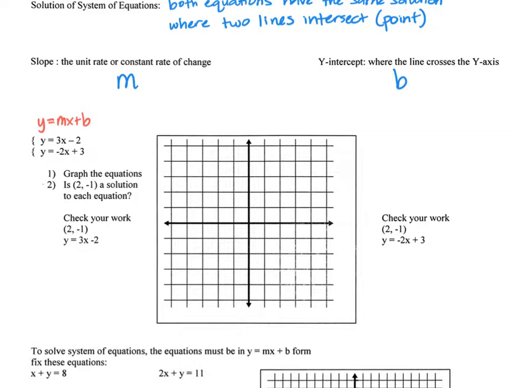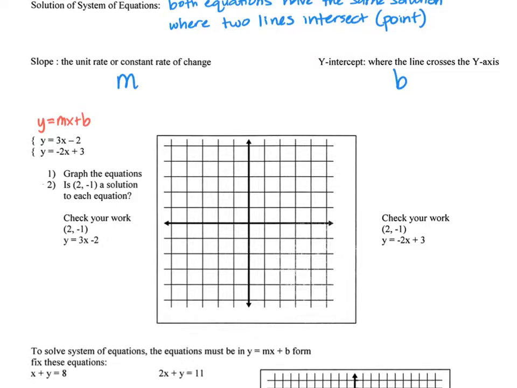Okay, so we have two equations here. We have y equals 3x minus 2 and y equals negative 2x plus 3. So our first step is that we're going to graph the equations. This is a system because you see there's two equations, and we have our x and we have our y, so it's two variables.